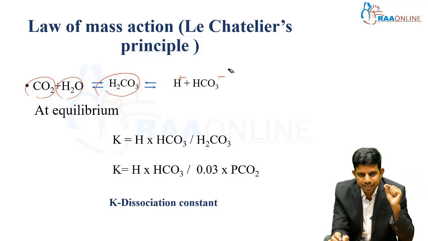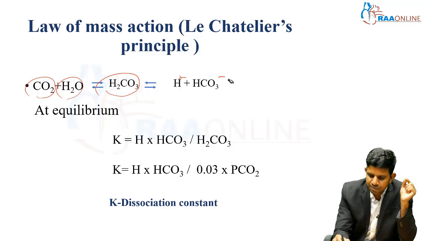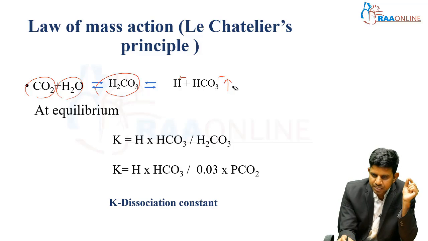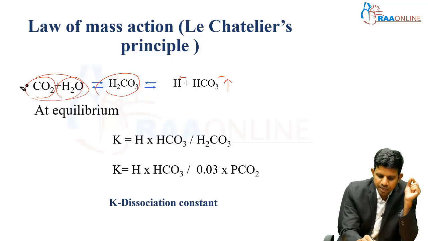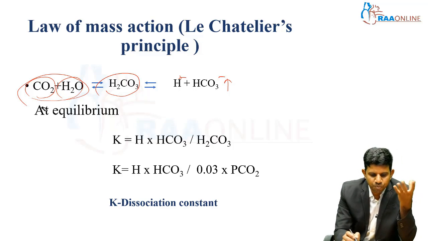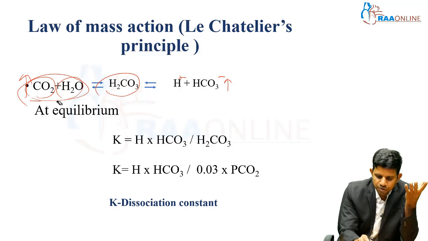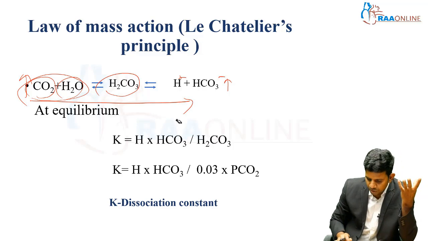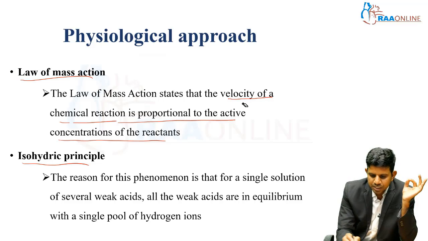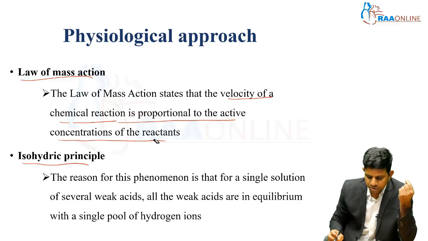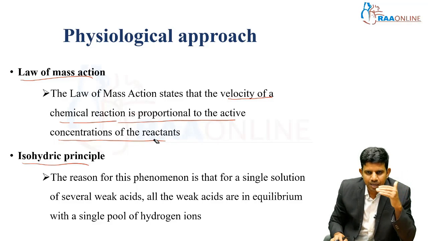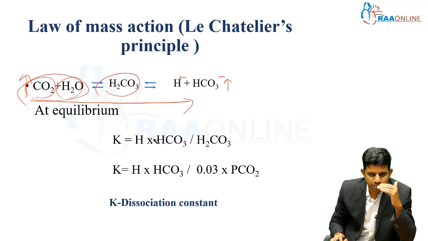If my patient has high bicarbonate, the concentration of bicarbonate is very high, and the reaction will move toward reacting with the H plus and producing more carbon dioxide and water. If my patient has more carbon dioxide, the reaction goes to the other side. The law of mass action says the velocity of the chemical reaction is proportional to the active concentration of the reactants. It is one of the very basic understandings about buffers, and it is very important for understanding the physiological approach.